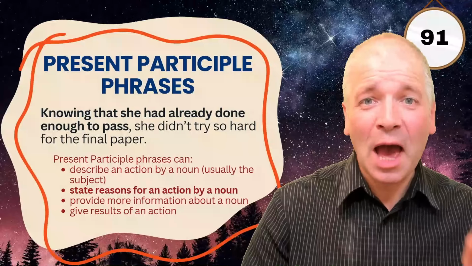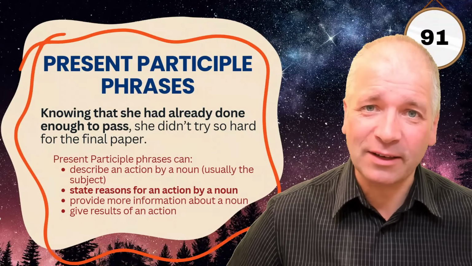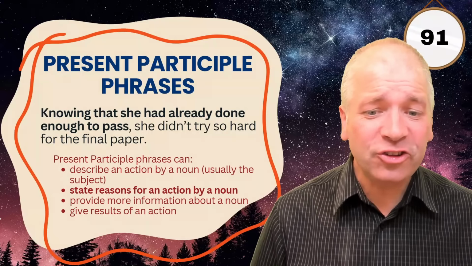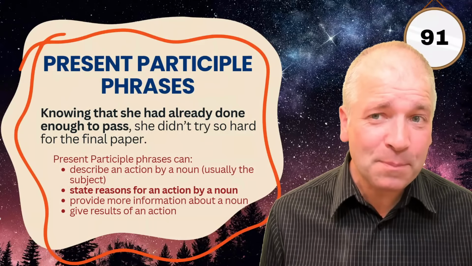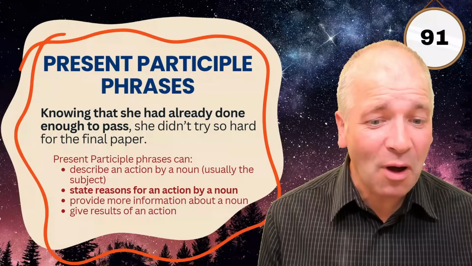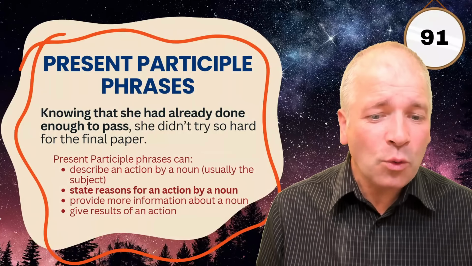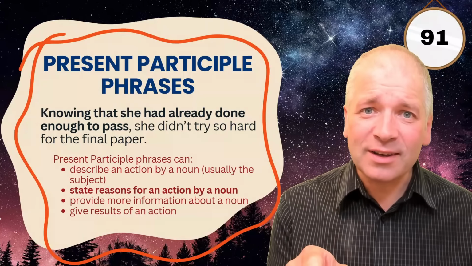Do you know what a present participle phrase is? Can you spot it in this sentence? Knowing that she had already done enough to pass, she didn't try so hard for the final paper. Present participle phrases can describe an action by a noun, that's usually the subject, or state reasons for an action by a noun. Can you spot it now?